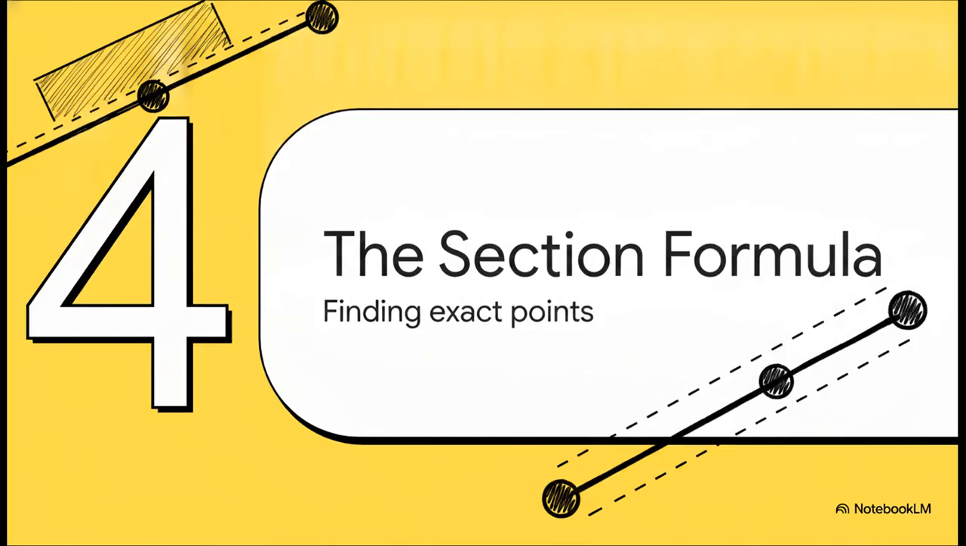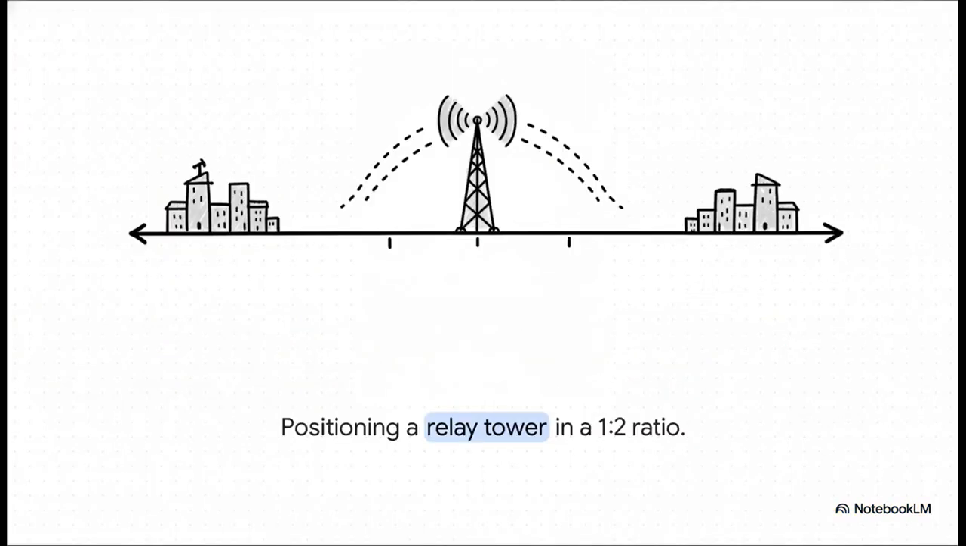Now for Section 4, the section formula, finding exact points. So, what if you don't actually want the total distance, but instead you desperately need to find a very specific spot? Imagine a telephone company needs to place a relay tower exactly 1/3 of the way between two towns to balance their network signal. If they put it right in the dead center, it's wrong. It has to sit at a precise 1:2 ratio along that path. How on earth do we map that specific coordinate without just guessing?